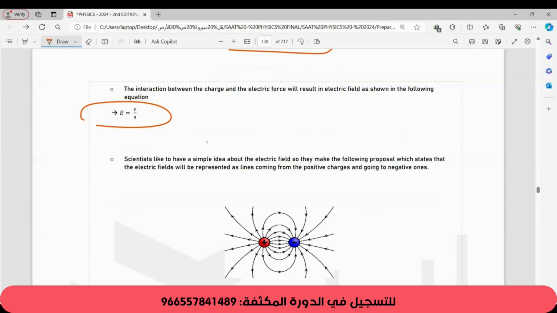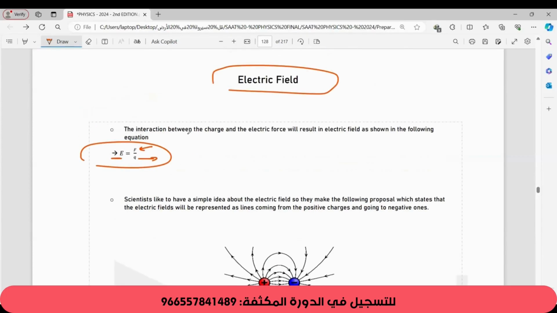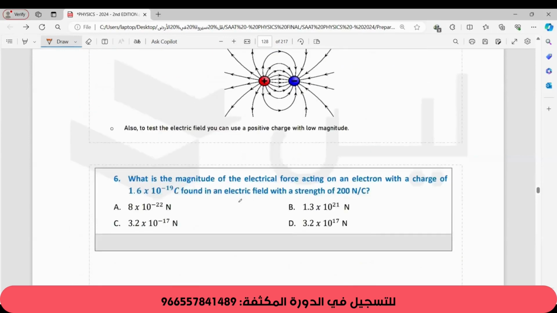This is the force. You remember the force we calculated in Coulomb's law? This is the F between the two charges, the force between two charges. And Q is the charge for these particles, okay? And E is the measure of the electric field. So let's see the question here.